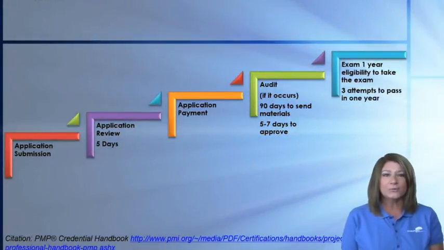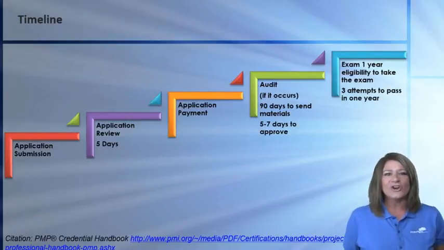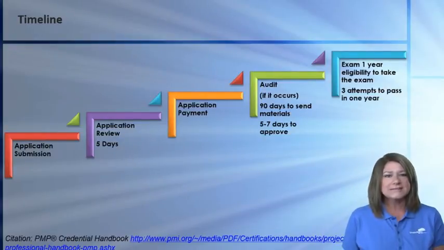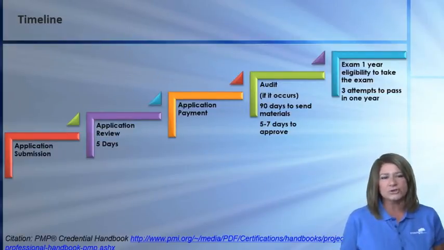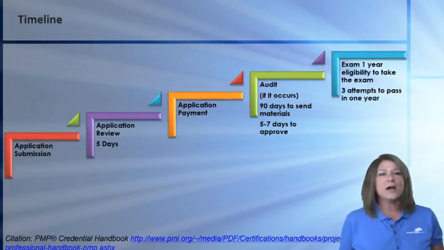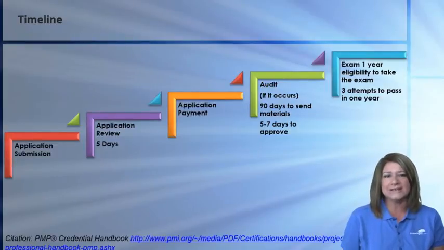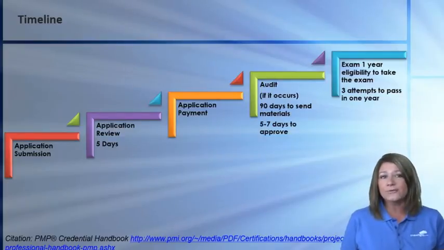But I did want to go through the timeline because I get questions on, well, once I click apply, how long does it take? So you'll submit your application, which, by the way, may take you a little while to fill out, but there is a save and continue button on the application, which is great because they'll save your application on their servers for up to 90 days. It's not going to take you 90 days. It's going to take you a couple hours if you're prepared. But once you actually submit that application, it takes about 5 to 7 business days for PMI to approve it.